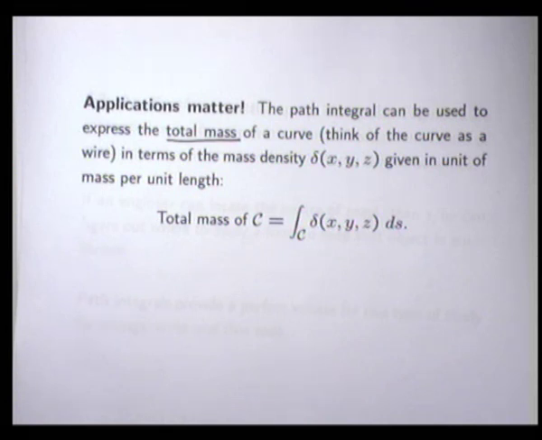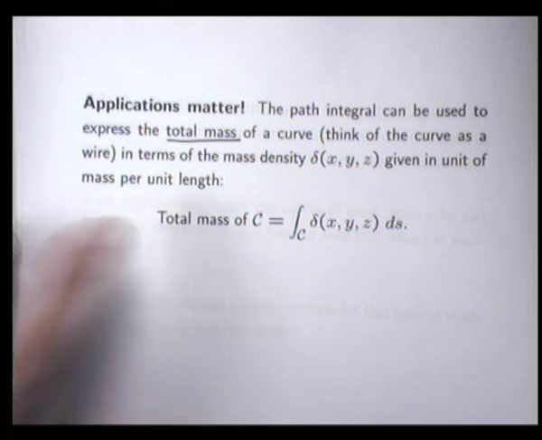Okay? So it's analogous to the double and triple integrals that we looked at last lecture, where you want to calculate, for example, the total mass of a plate, a two-dimensional plate. Okay. Now you can come up with this by, again, slicing and summing. Right?